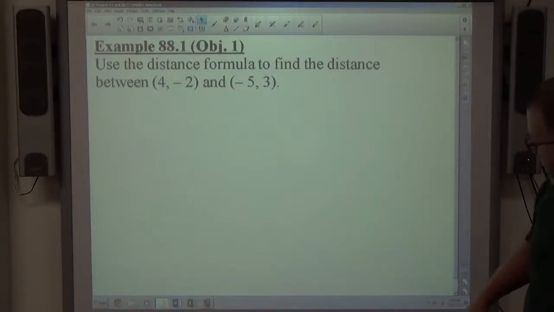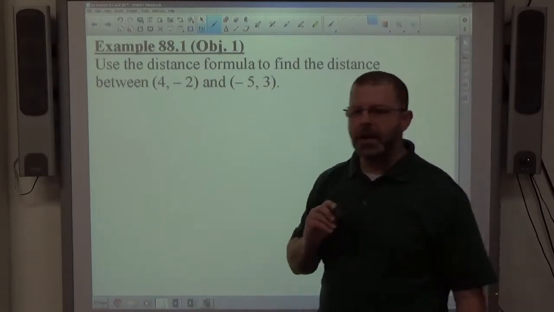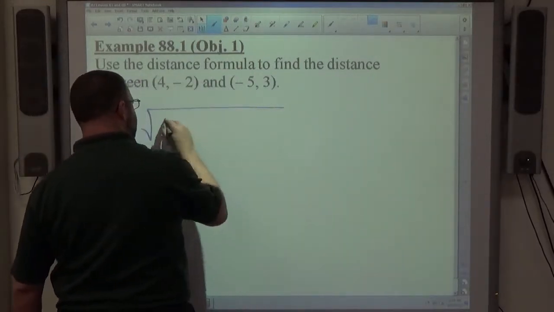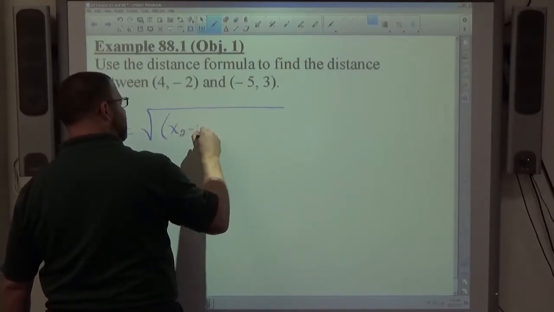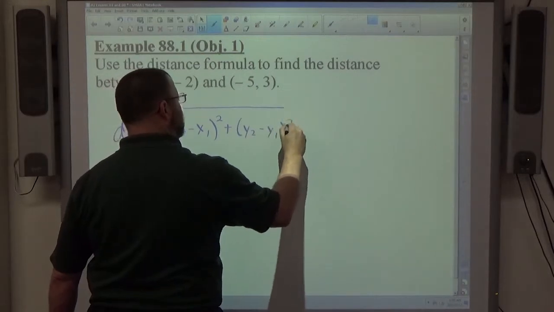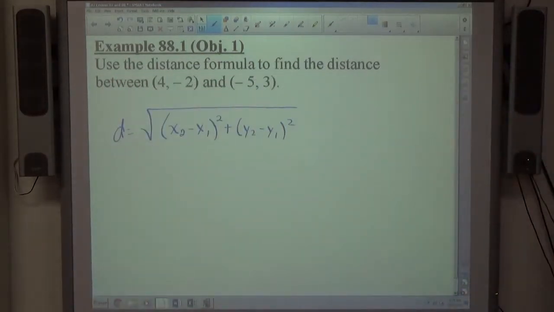Example 1 from lesson 88. Use the distance formula to find the distance between (4, -2) and (-5, 3). Now, here's the distance formula. Distance equals the square root of (x sub 2 minus x sub 1) squared plus (y sub 2 minus y sub 1) squared. Or x sub 1 minus... I don't remember what I wrote down, but that works. That one's legal. That one doesn't break any rules.